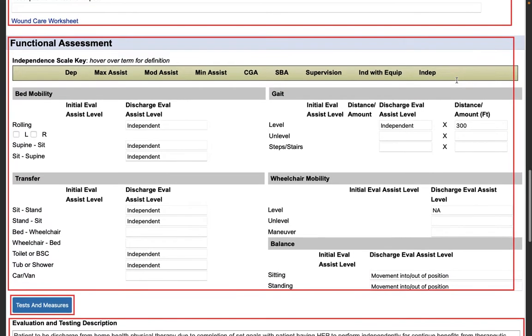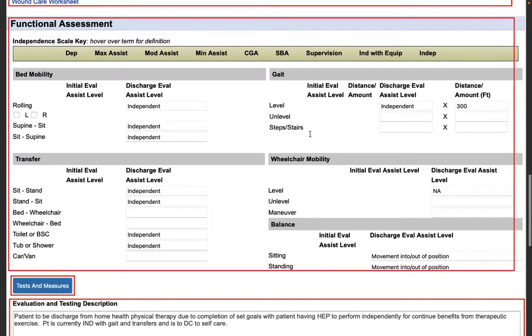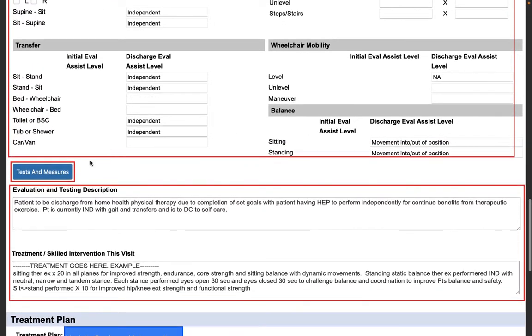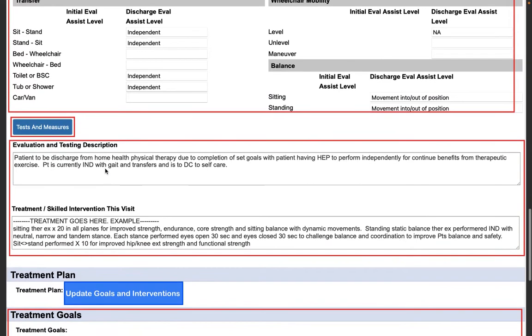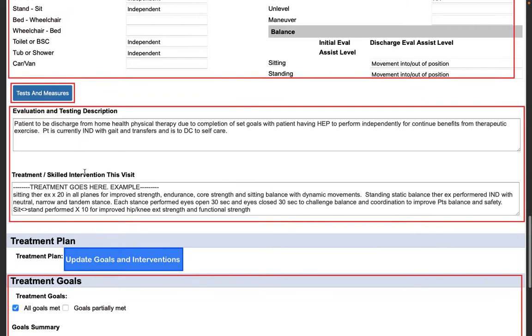You will need to address the functional assessment. Is the patient now independent? Did they show progress compared to the initial evaluation? You will also need to select test and measures and complete one standardized test. Hopefully this shows progress towards goals. Your evaluation and testing description needs to be filled out here. This cannot be left blank.